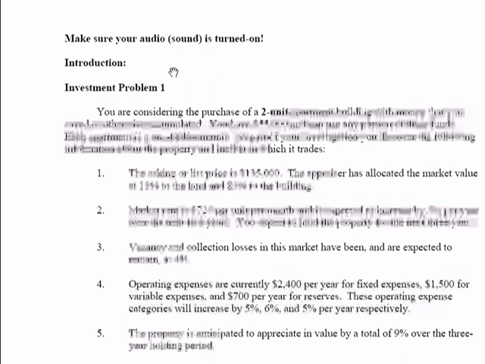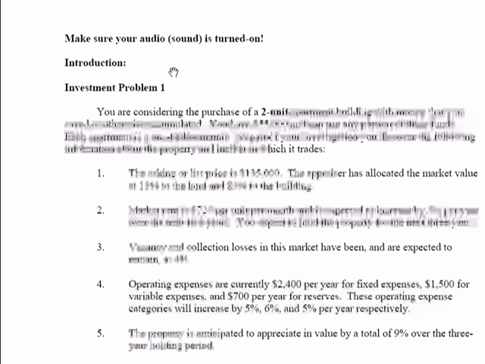The third assumption or input, vacancy and collection loss in this market has been and is expected to remain at 4%. So we're going to take 4% of what's going to be called our potential gross income, and that's going to be what's called our vacancy and collection loss. It's an account to reflect that maybe over the course of the year, one or both of our units might be vacant for some portion of the year, and that's going to result in a loss of rental collection.